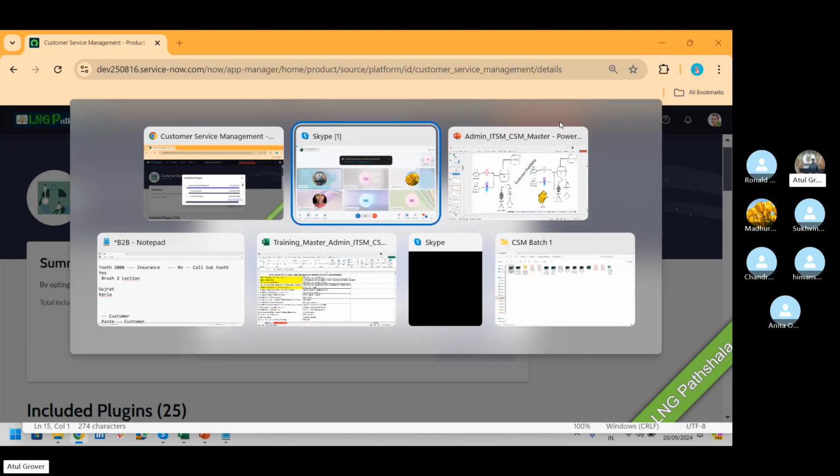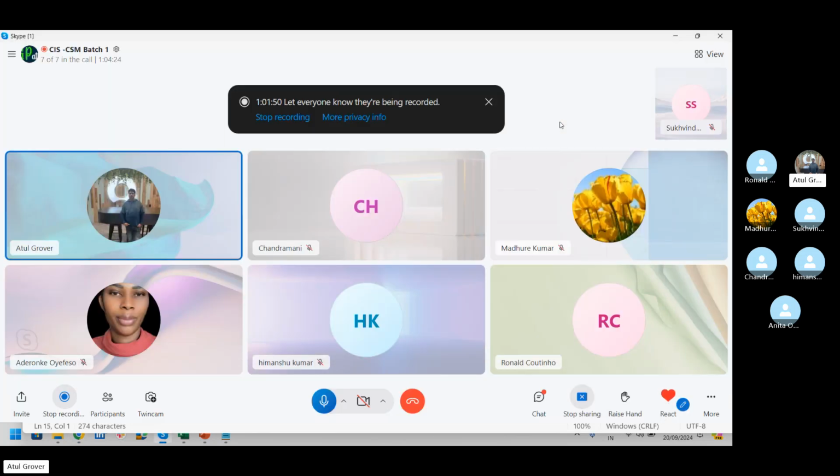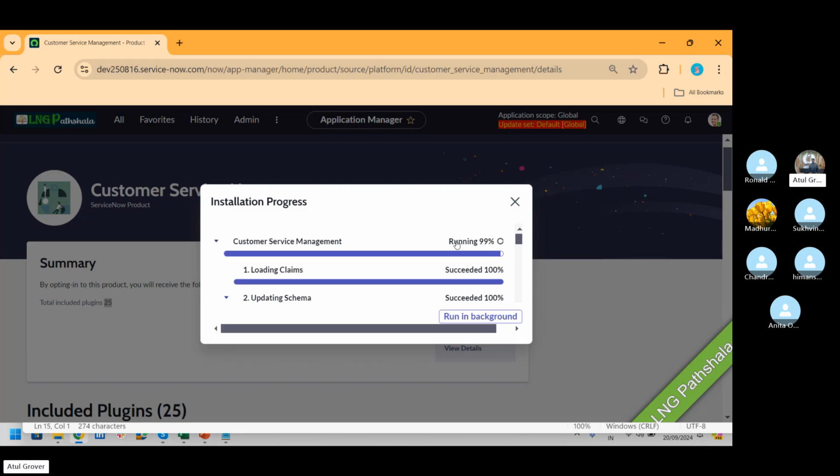So now what is the homework for you? Two questions I already gave you that you have to find out the answers to. One, the licensing part. Second, when you have to activate the ITSM plugins in the CSM. And third, everybody needs to get a PDI and install this full CSM plugin.